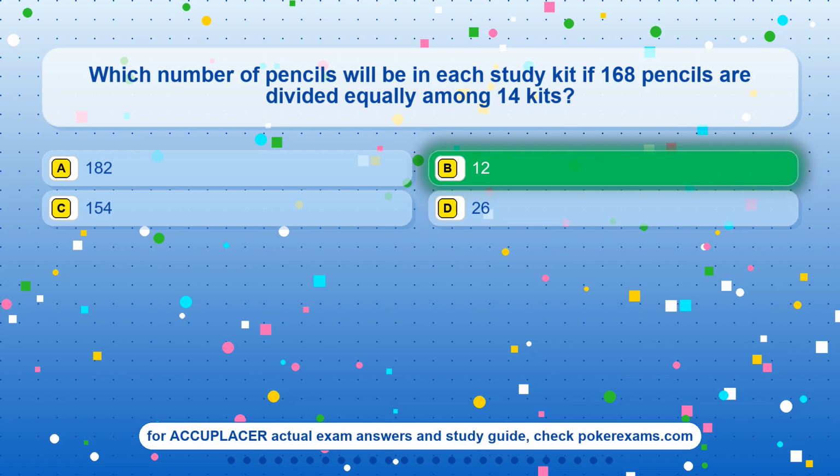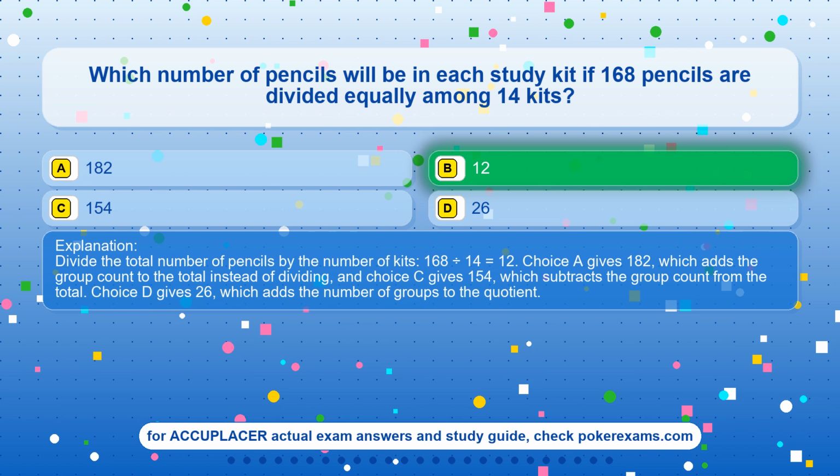The correct answer is option B, 12. Divide the total number of pencils by the number of kits. 168 divided by 14 equals 12. Choice A gives 182, which adds the group count to the total instead of dividing, and choice C gives 154, which subtracts the group count from the total. Choice D gives 26, which adds the number of groups to the quotient.